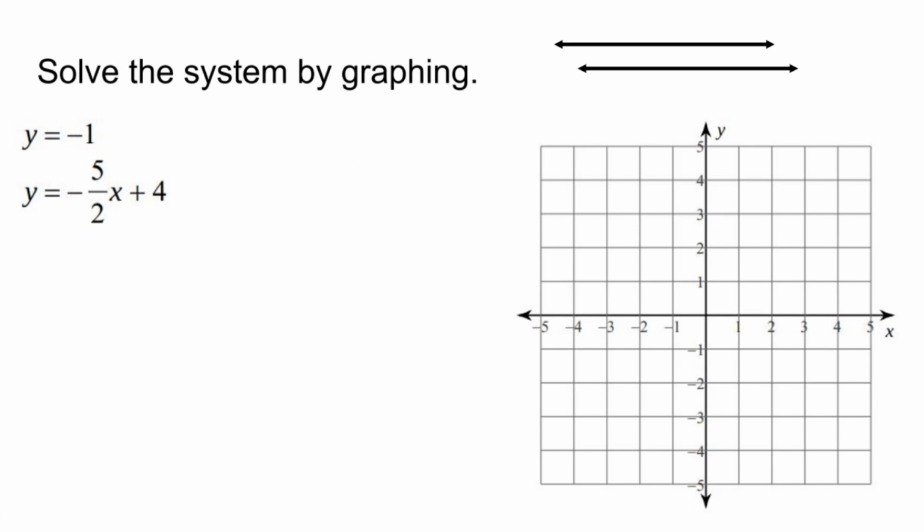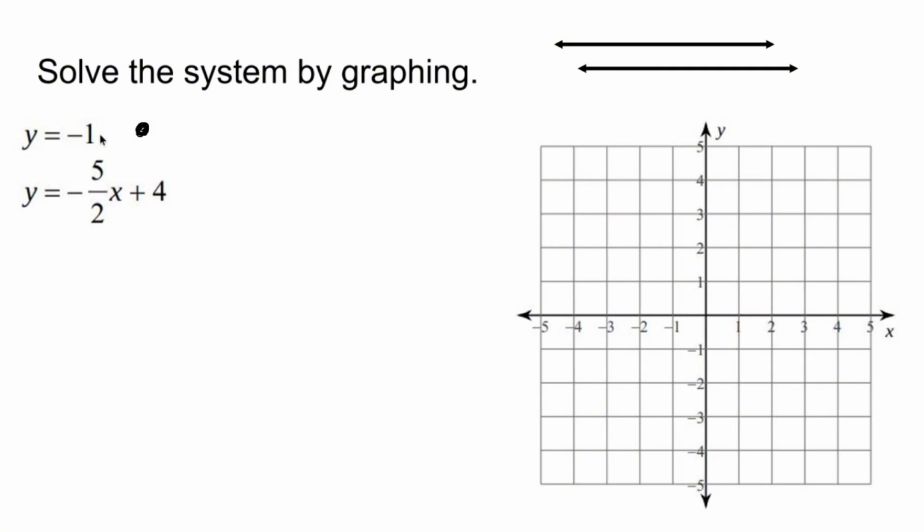Solve the system by graphing. A system of equations, when graphed, is going to intersect somewhere. And if it does intersect somewhere, that's going to give you a point, which is a solution to the system of equations. Now, this first equation right here is not even slope-intercept form.